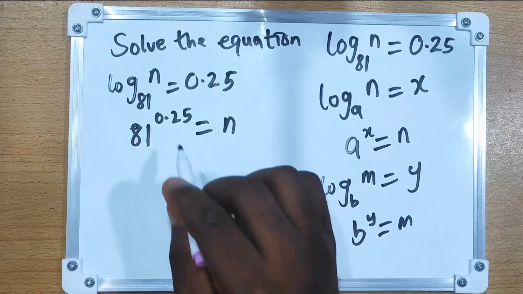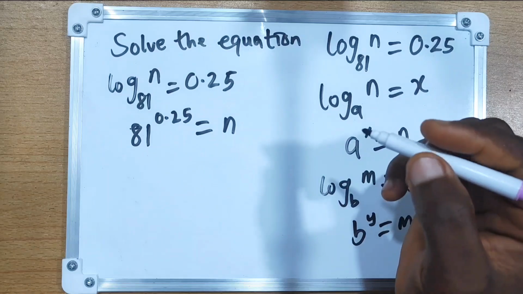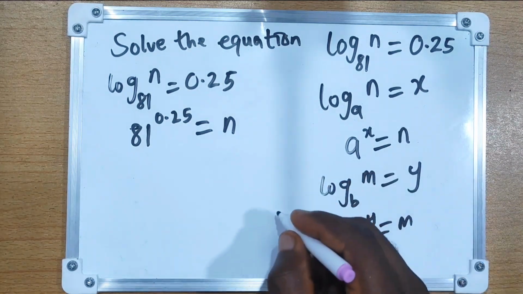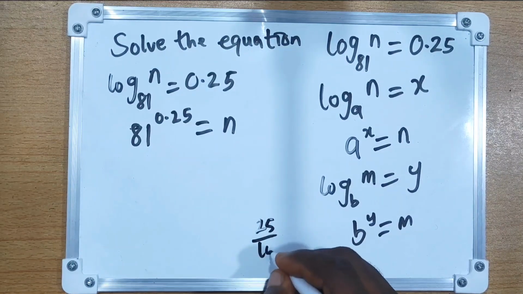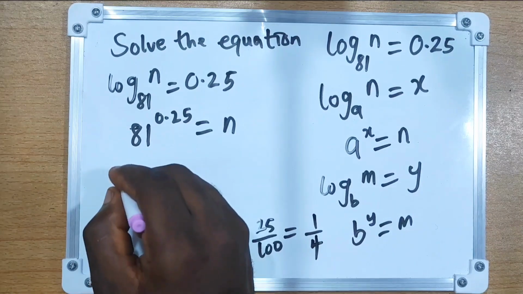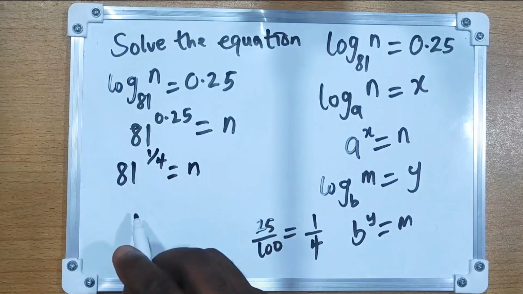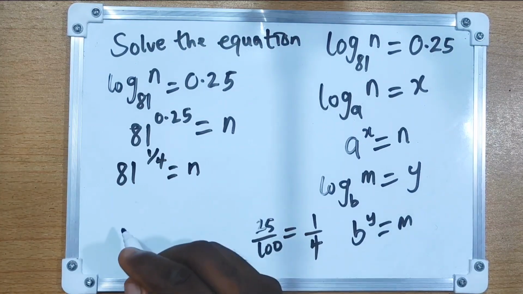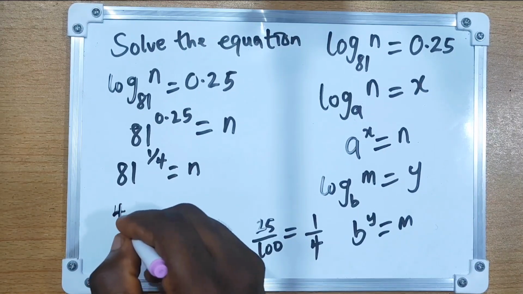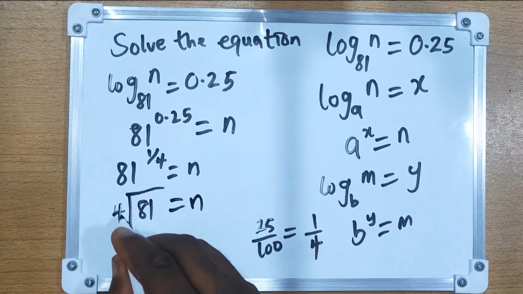Now to solve this, we are going to need to transform 0.25 to fractional form, and 0.25 is the same thing as 25 over 100, and when you reduce that to the lowest term is 1 over 4. So this is going to be 81 raised to power 1 over 4 equals n. And you know that when you have a fractional power under indices, it's going to be a root. So this means that you are looking for the fourth root of 81, and that will be your value of n.